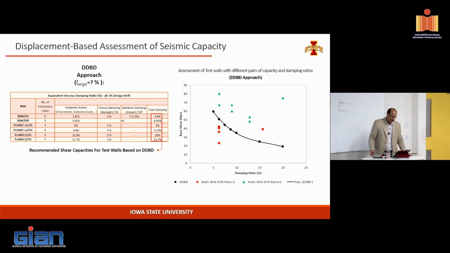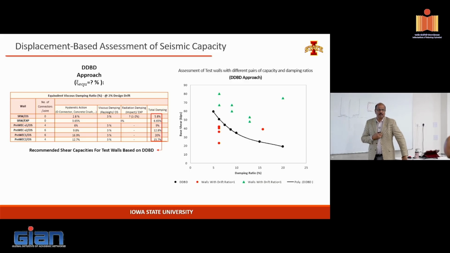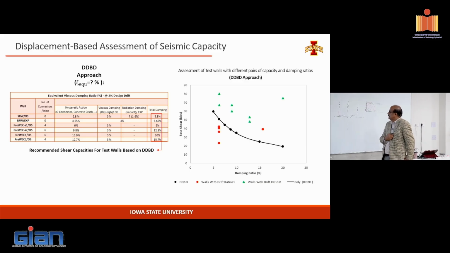Okay, so this slide now. Hopefully, you understand the two behaviors one by one. You could look at this particular slide and see how much damping we estimated for these systems. It's hard for me to read. Okay, so let's see. The first two are single rocking walls.